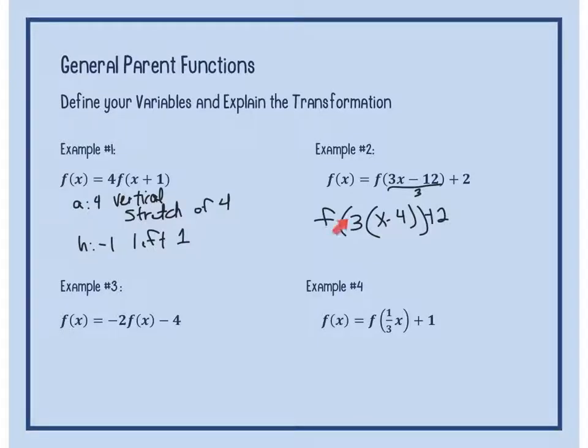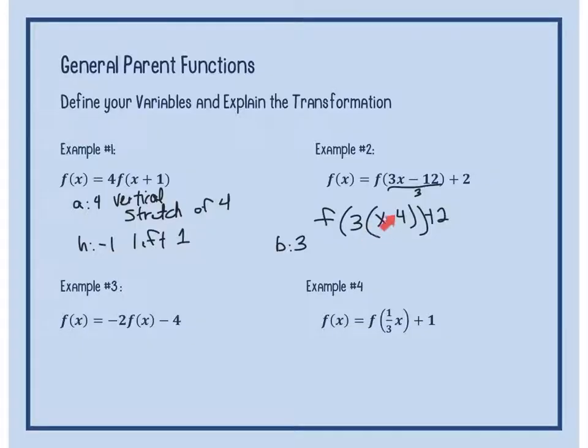So now I have a b, an h, and a k. The b value right here, I'm always going to take the reciprocal of it. So my b is 3. Let me write that down. My b is 3. But when I describe the transformation, I take the reciprocal of it. So this has a horizontal compression. So b is horizontal, and if the b was greater than 1, it's a compression. So it's the opposite of the vertical, the a value. So 3 causes a horizontal compression of 1/3.